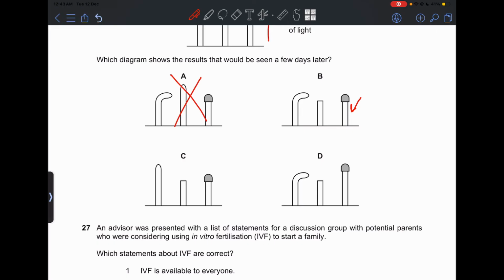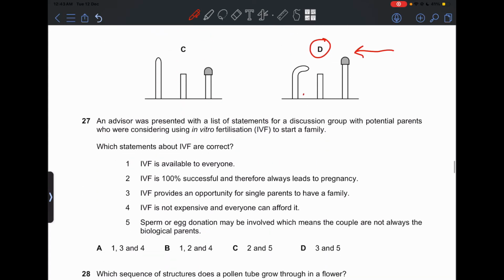Now for D, we can see that there is bending towards the direction of the light, which is coming from over here on the right, and the middle shoot stayed the same because the shoot tip is removed, and also the last one, which has a foil cap, grew upwards, which is the correct diagram. So our answer is going to be D.